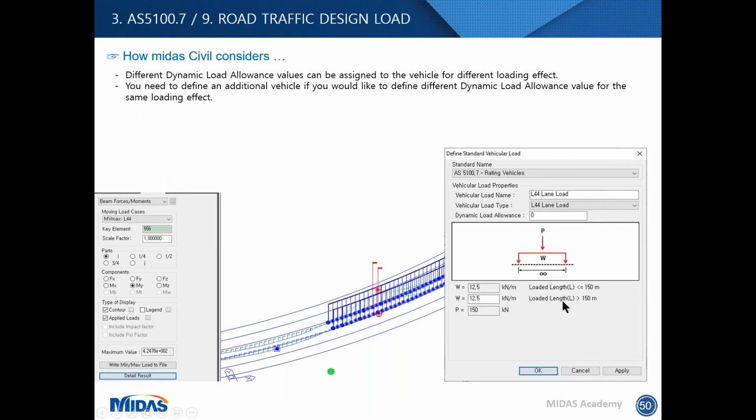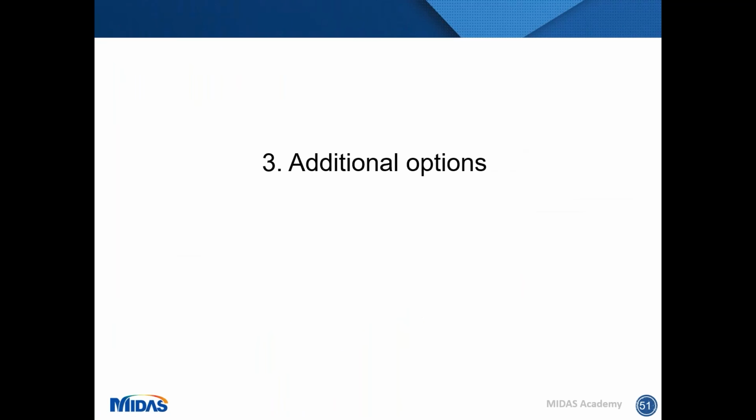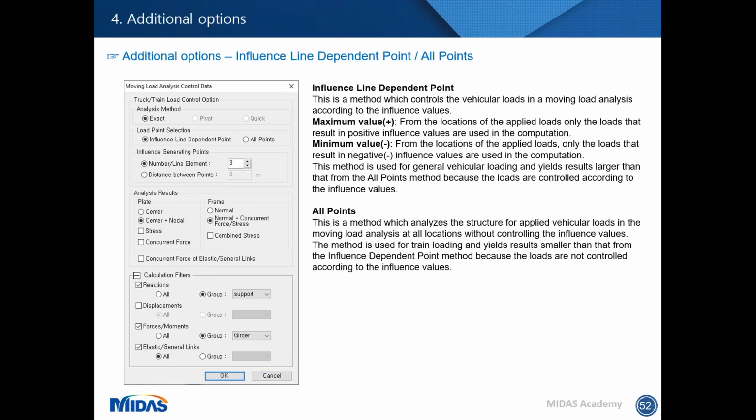So when it comes to over 150 loaded lane, you can input a manual value here. Then you consider all the cases, and it gives you the critical case. And this is actually all for updated features. I'll tell you about additional options.